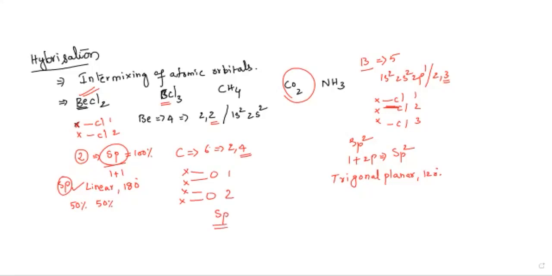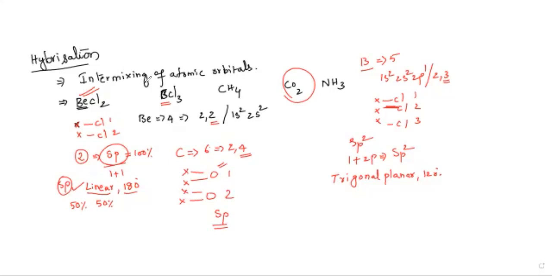And if it is sp, we already know that the shape is a linear molecule with a 180 degree bond angle. If the bond angle is 180 degrees, the dipole moment value will also be 0. So this is how we can calculate if oxygen is acting as a central atom.